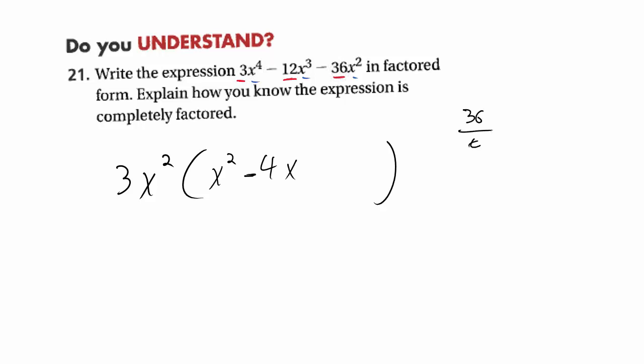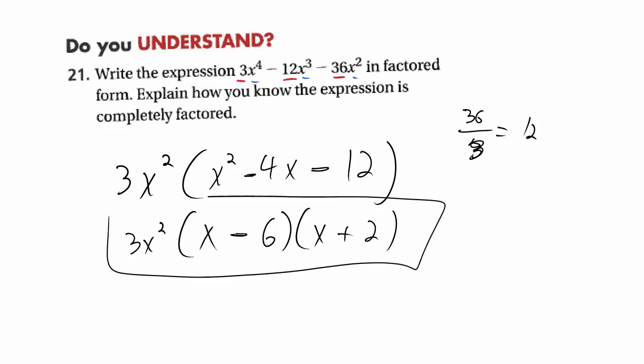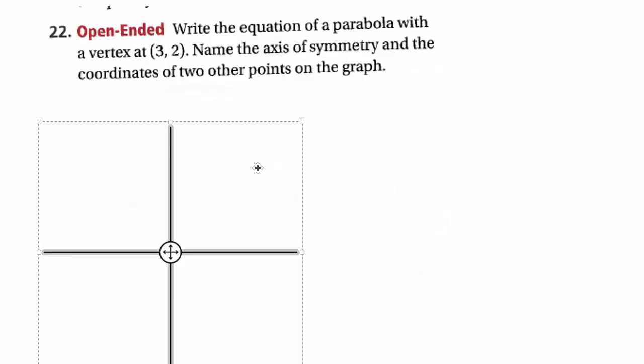It makes things a lot easier. Divide essentially everything by 3, and I'm also pulling out 2 x's as well. Once I do that, I get a trinomial that can be factored further into x minus 6 and x plus 2, and since neither of those can be broken down further, I know I've factored this all the way.